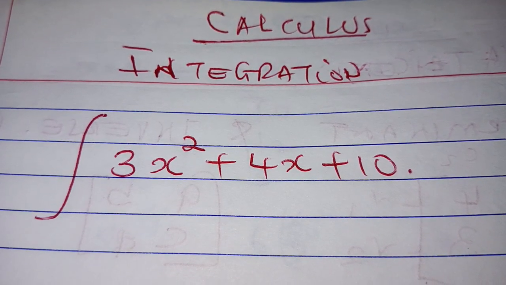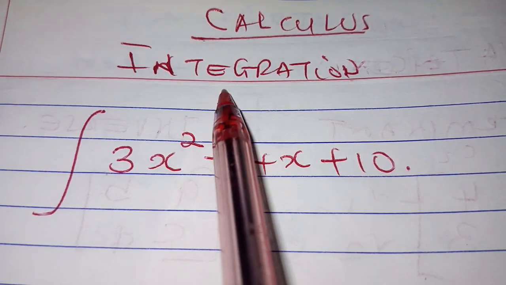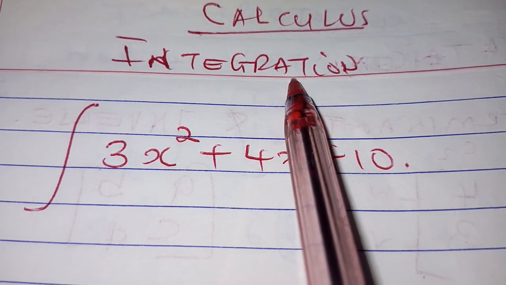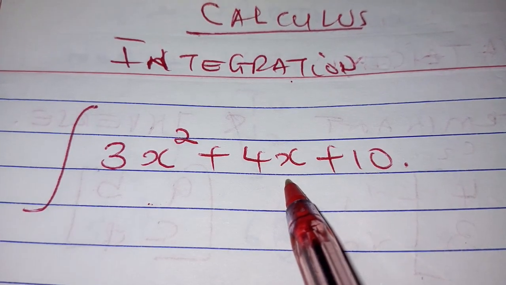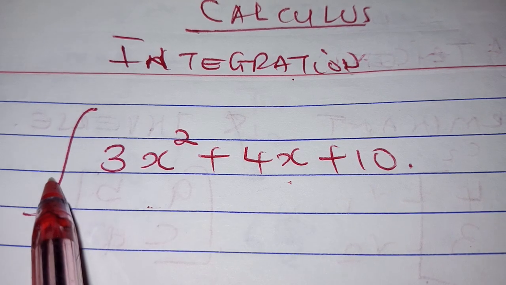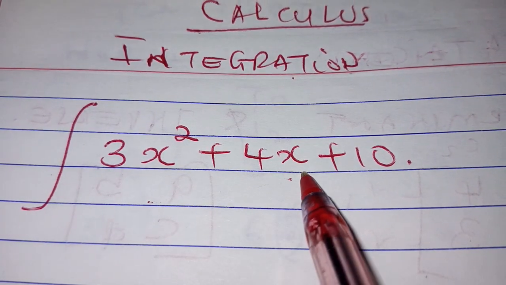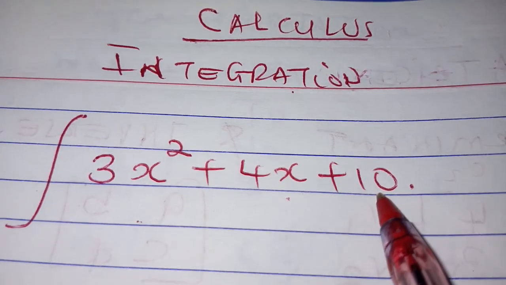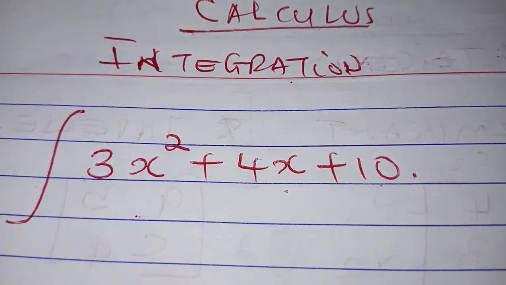So once again, today we look at calculus and integration. So we shall do integration of the question given here. The examiner requires us to answer the question: integrate 3x squared plus 4x plus 10 with respect to dx. If you are told to integrate with respect to dx, we remember the rules of integration.